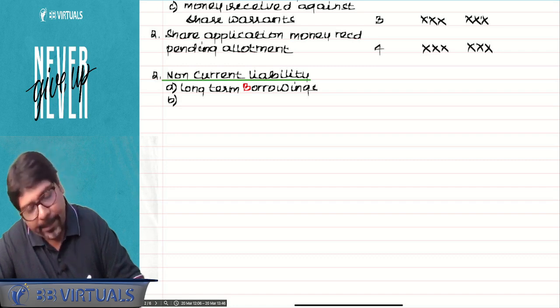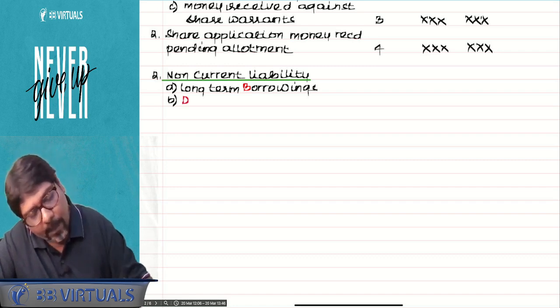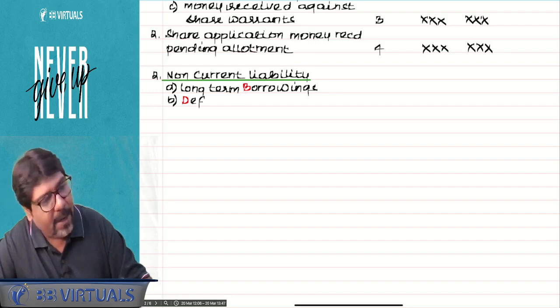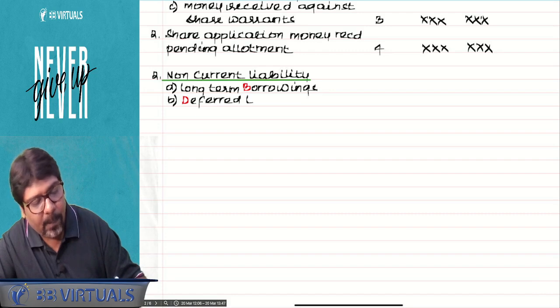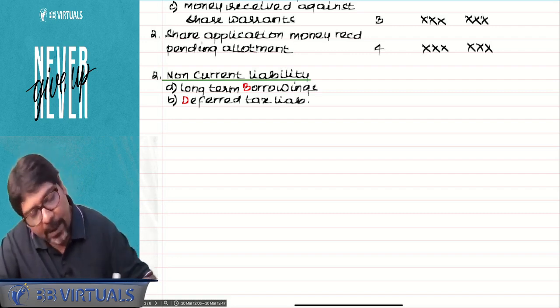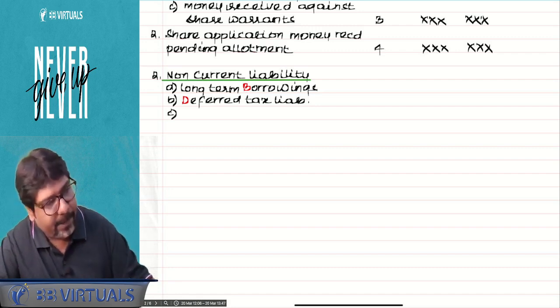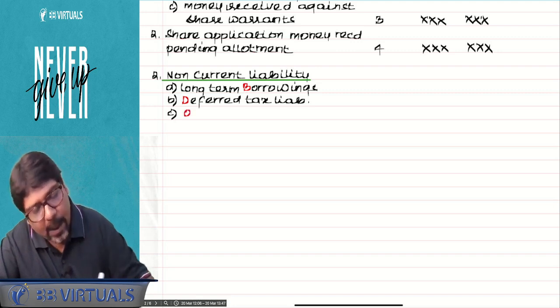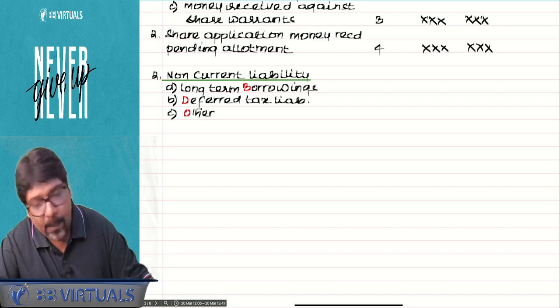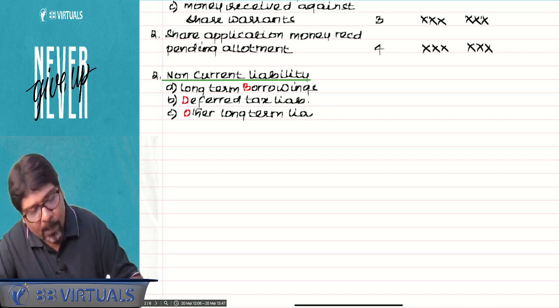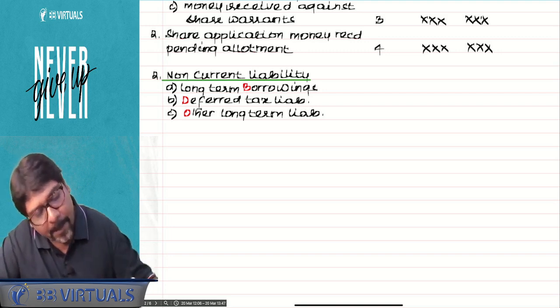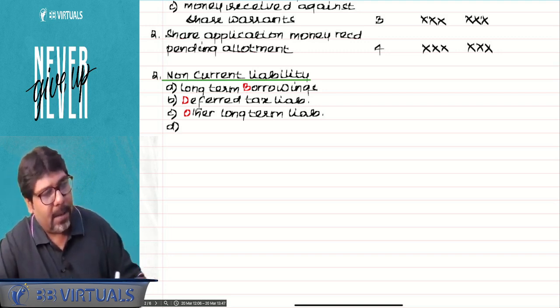B, deferred tax liability. Then other long-term liability. Last is long-term provision.